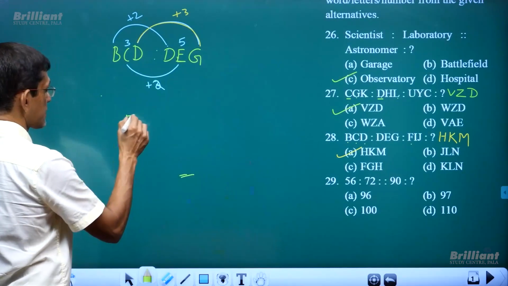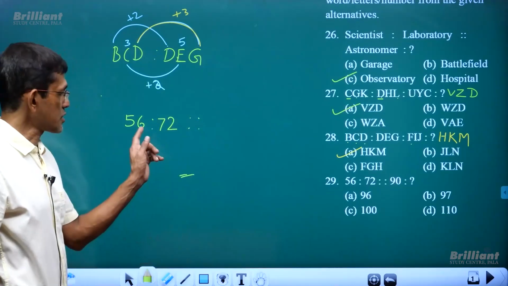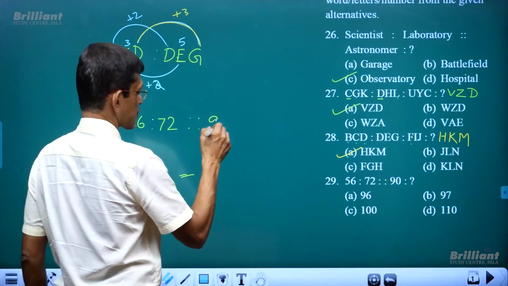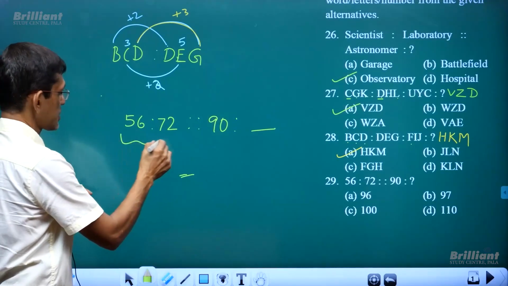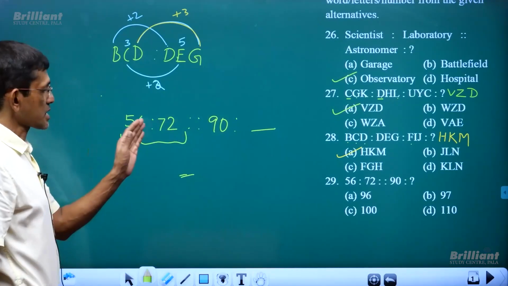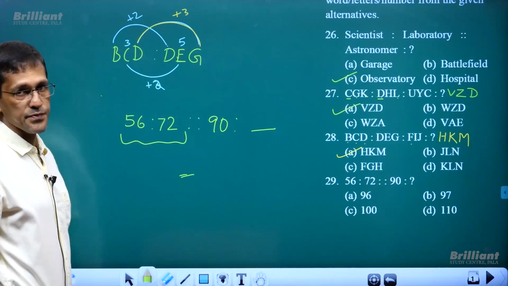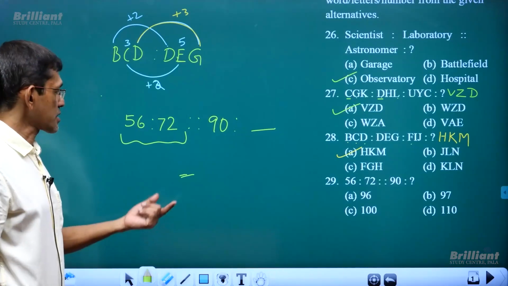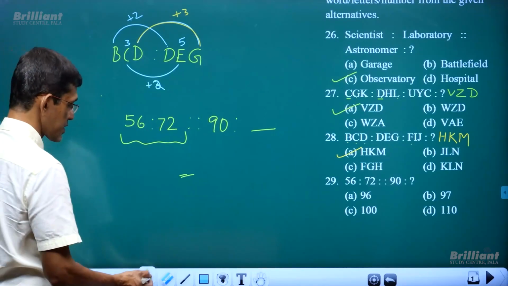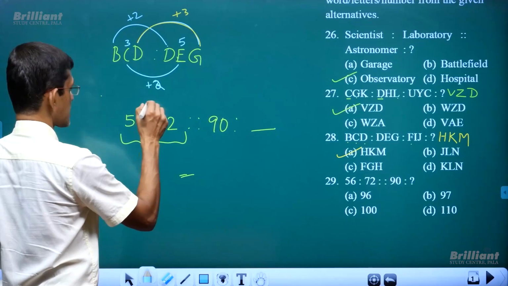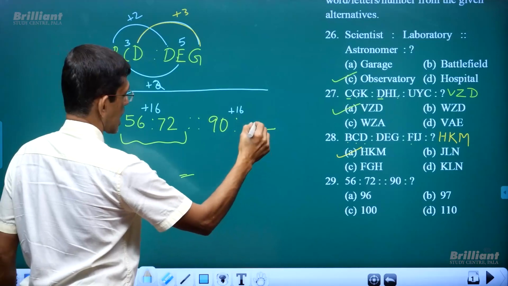H, K, M right here. And 56 and 72, what kind of pattern do we have for that question? 56 is to 72. In the same way, 90 is to what? Here we have to find the pattern for these two numbers, 56 and 72. Either you take the difference: 56 plus 20 is 76, 76 minus 4 is 72. So the difference is 16. So 56 plus 16 is 72, and 90 plus 16 is 106.